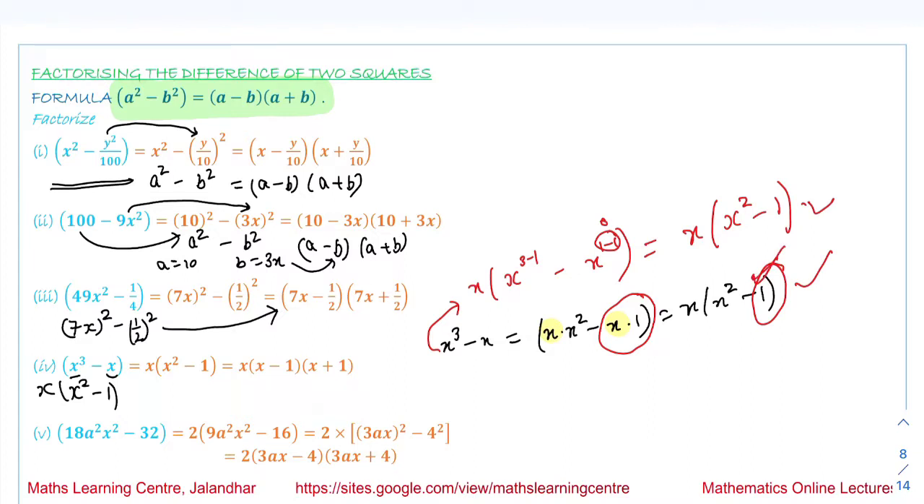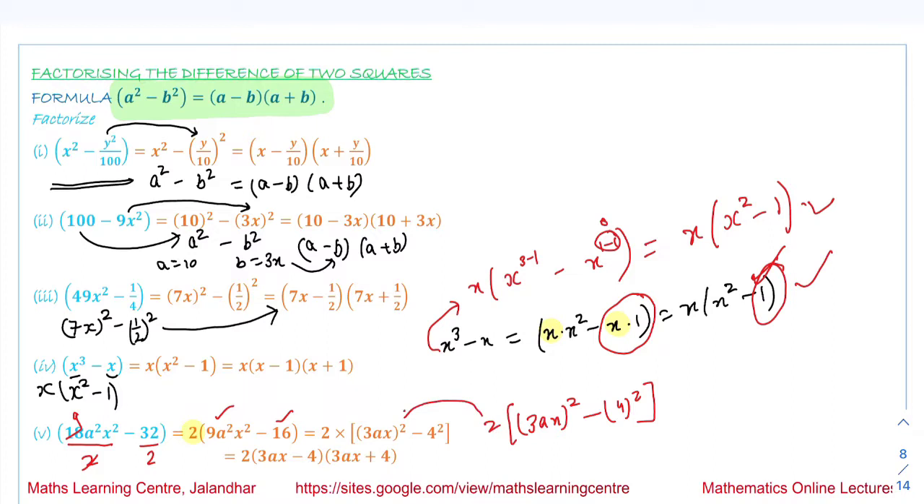Next is 18 a square x square minus 32. So if we look at these terms, it is 18a square. So 18 and 32 have something in common, it is 2. So we have taken 2 common from this, and what we are left with is, when we divide this term with 2, we divide this term with 2. So we are left over here with 9 a square x square, and when you divide 32 with 2, we are left with 16. So how we can write these terms is, it is 3ax whole square minus 16, you can write it as 4 whole square, and 2 is already there.